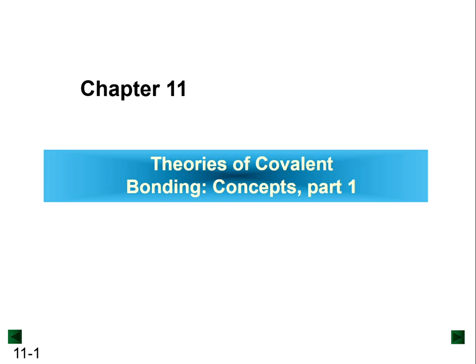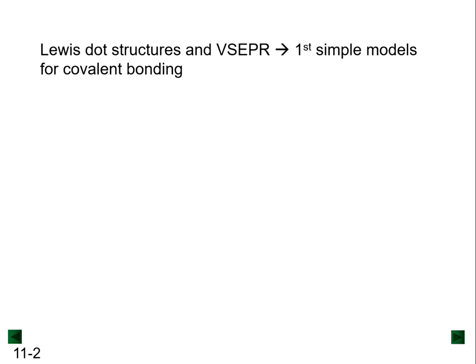In this video, we begin Chapter 11, looking at more advanced models for covalent bonding. Before we begin, we can review where we've been. Lewis dot structures and VSEPR are nice first simple models for covalent bonding. They provide a lot of insight into shapes and some reactivity of molecules.